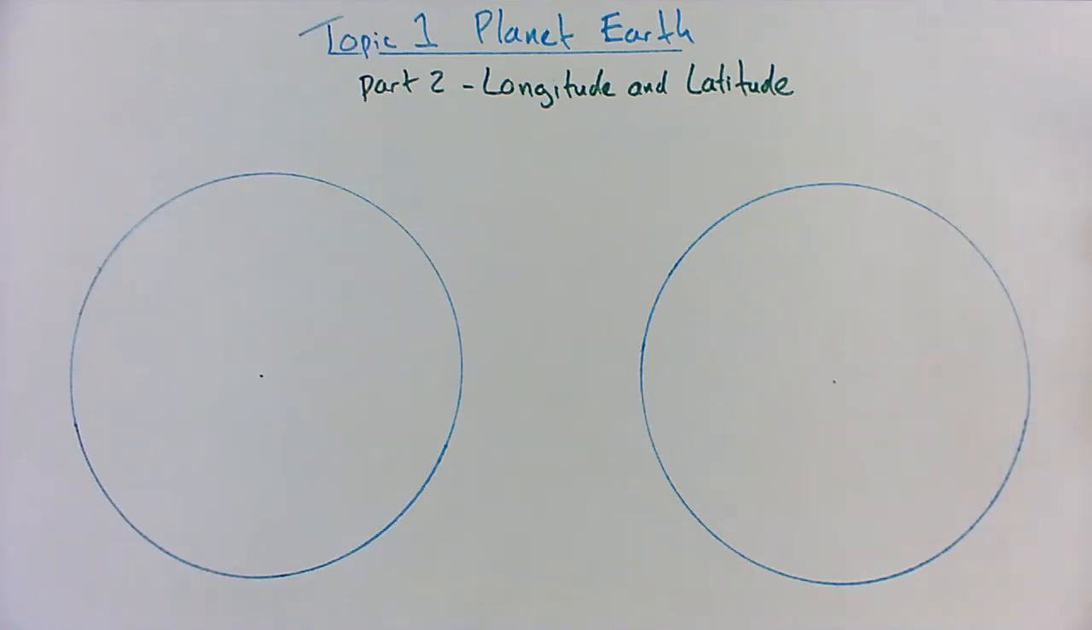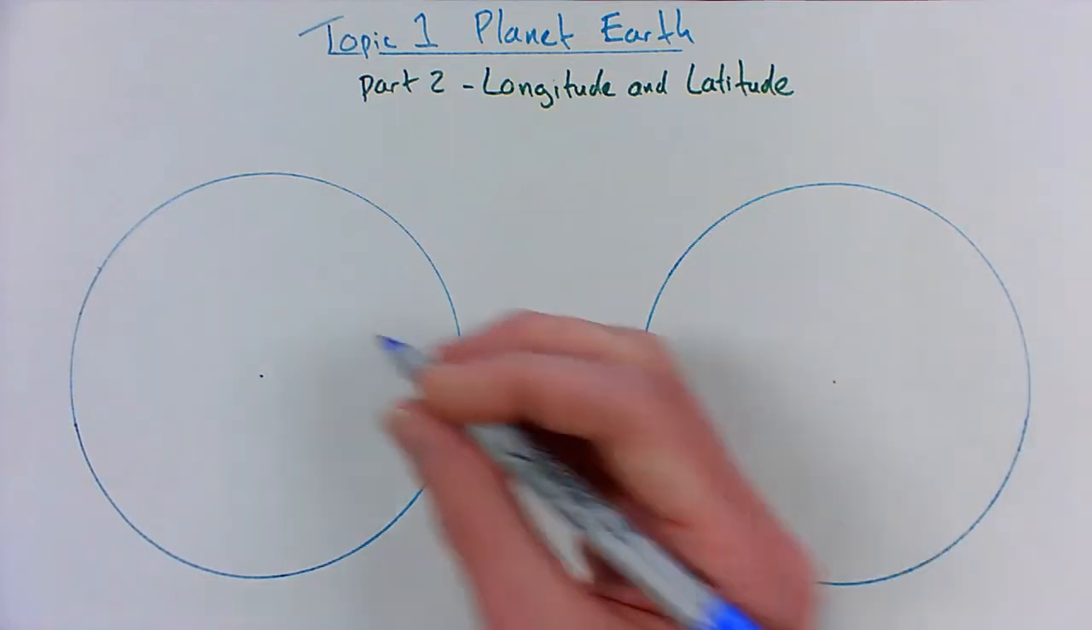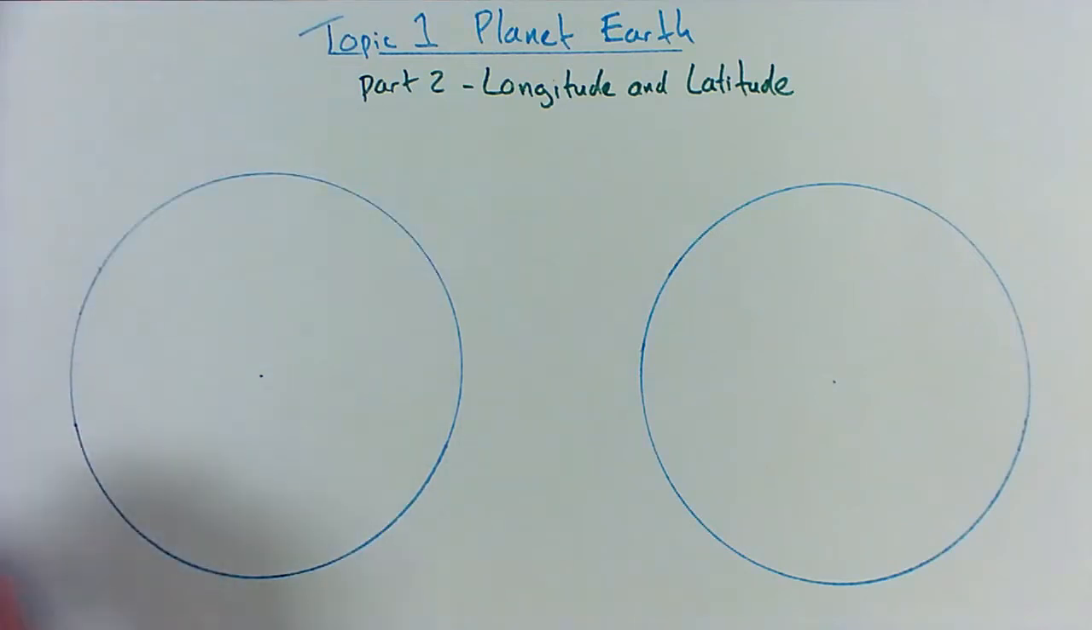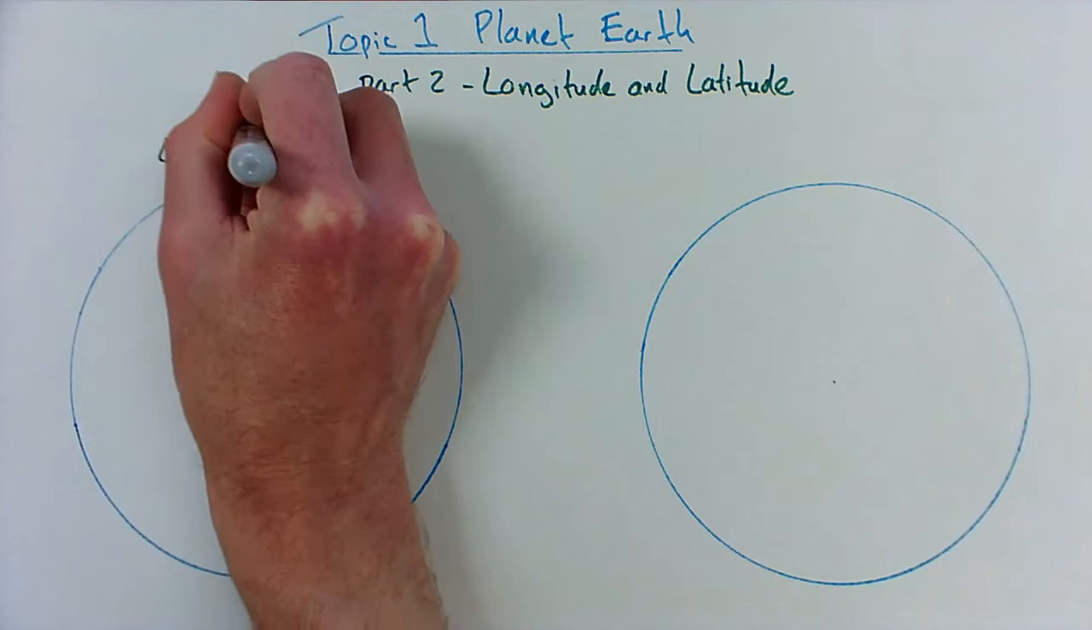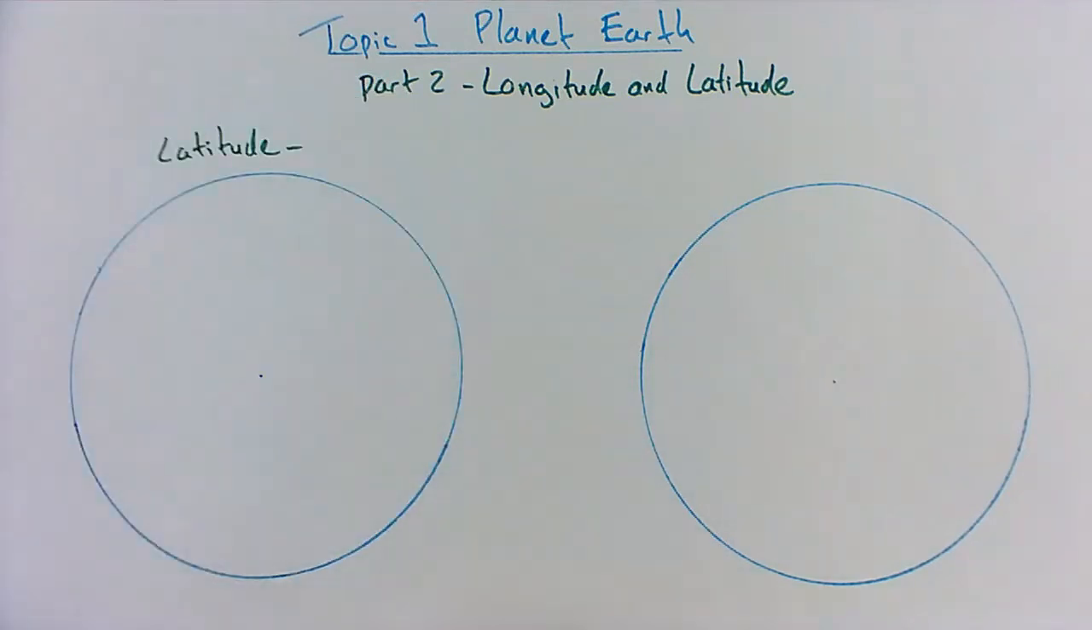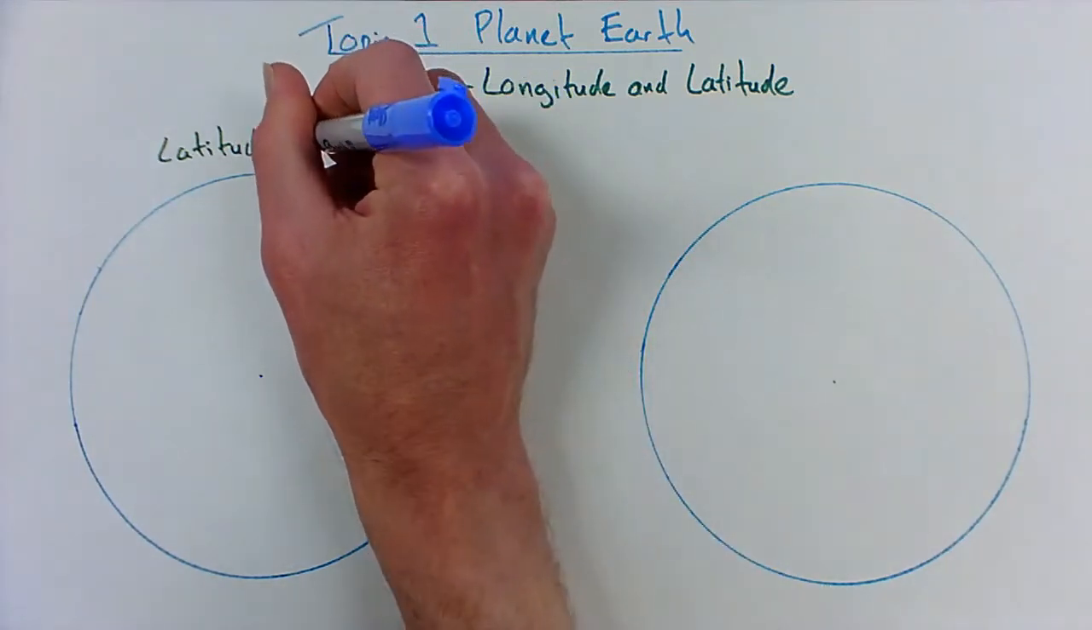Topic 1, Planet Earth. Part 2, longitude and latitude, or lines of longitude and latitude. And let's start with latitude. So latitude over here. And essentially latitude describes how far north or south a position on the Earth is from the equator.